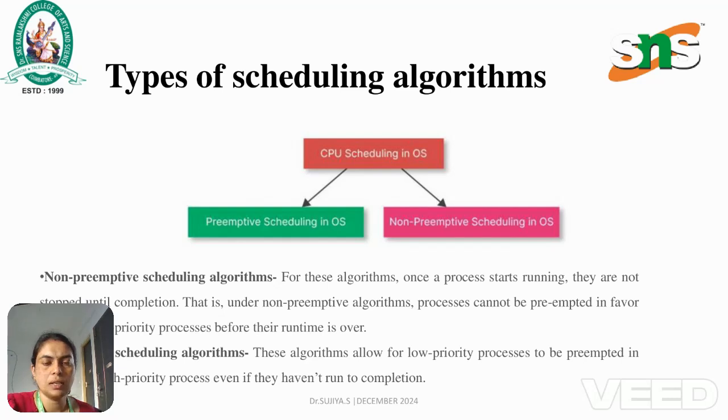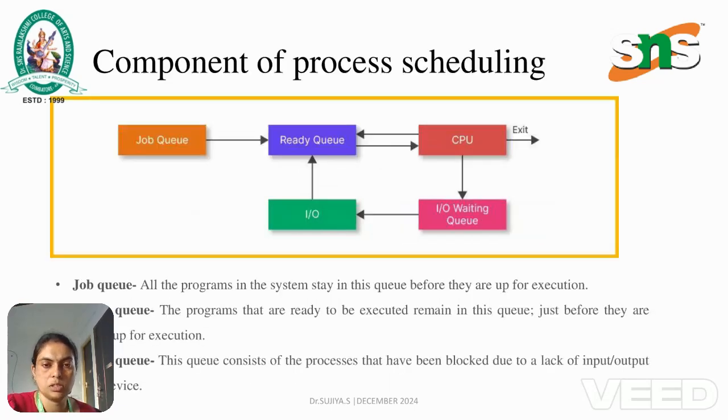The types of CPU scheduling algorithms are preemptive scheduling and non-preemptive scheduling. In non-preemptive scheduling, a process that starts running cannot be stopped until completion, while in preemptive scheduling, a low priority process can be preempted to start with another process. The components of process scheduling are the job queue, ready queue, CPU, IO, and IO waiting queue, and finally we go with the exiting process.